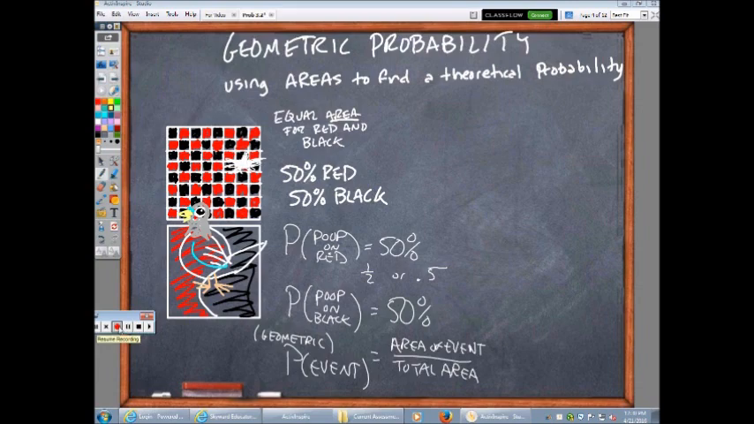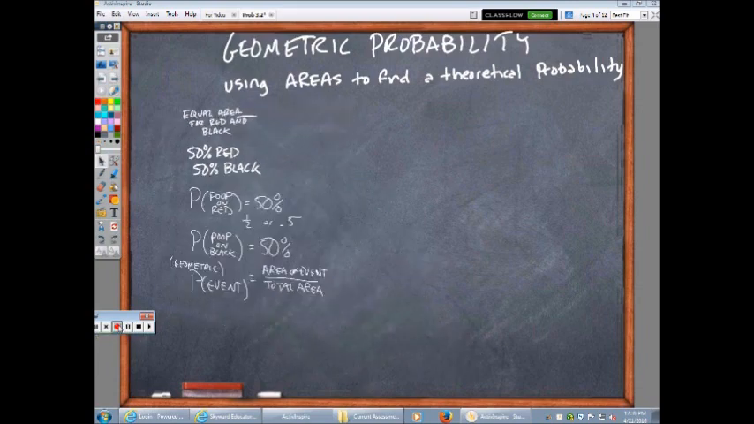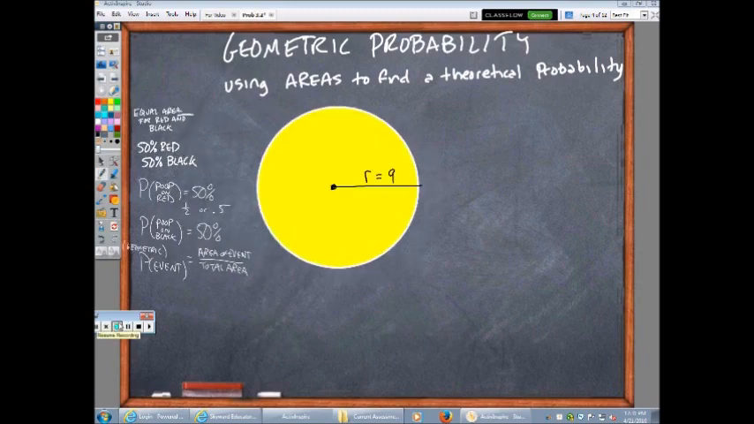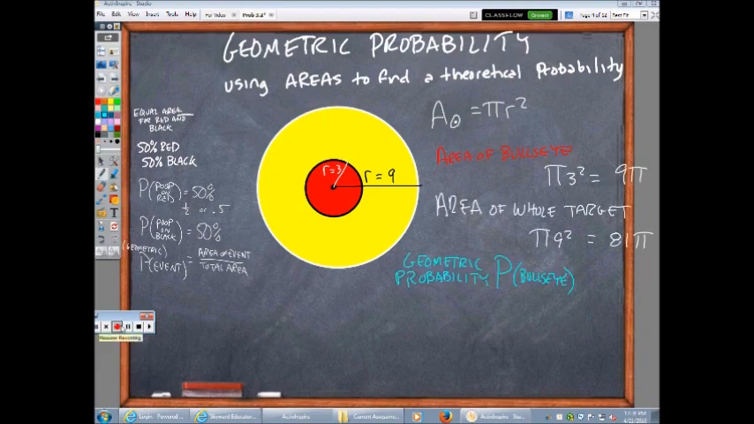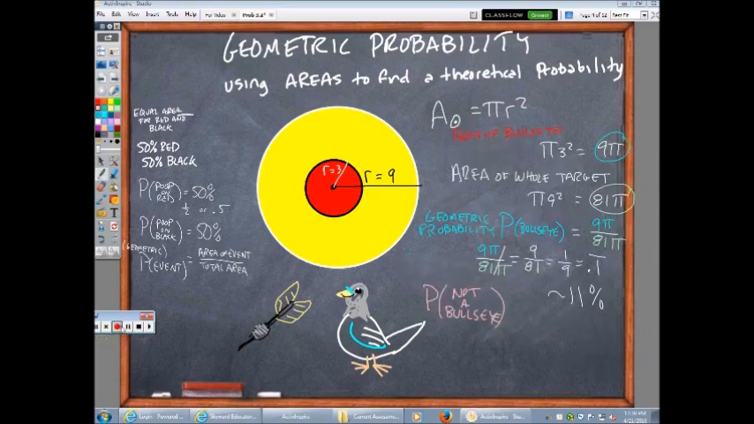So let's do away with pigeons and checkerboards and look at geometric probability in another way. Say we have a dartboard, and it's a very simple dartboard. It's got a radius of 9 units, and the bullseye is 3 units. We can find the area of either circle using pi r squared. So the area of the bullseye is pi times 3 squared, or 9 pi. The area of the whole target, including the bullseye, is 81 pi. So the geometric probability of a dart or a pigeon striking the bullseye is 9 pi over 81 pi, or 9 over 81, or 1/9, or about 0.1 repeating, or 11.1%.